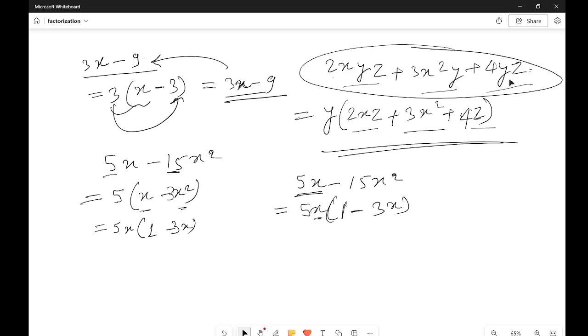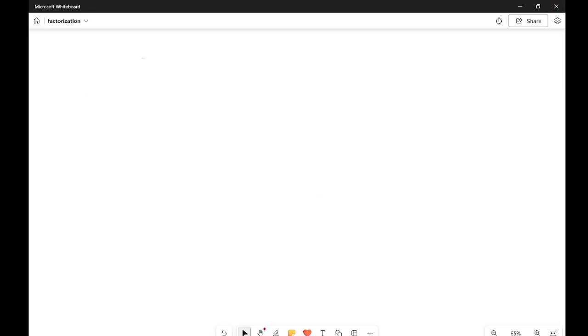Okay, now what I will do, I will take even more complex expression. Let's try that one. Let's go with the expression something like 2x cube y square minus 4x square y cube minus 8x y power 4. Okay, so let's see the constant part. 2, 4, 8. What will be the common? 2 will be the common, right?